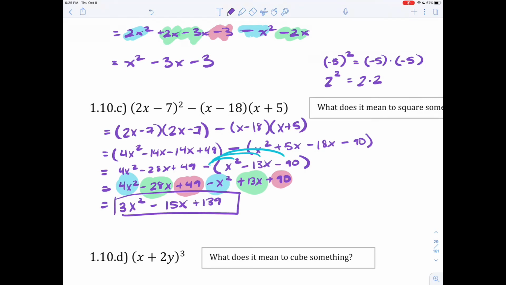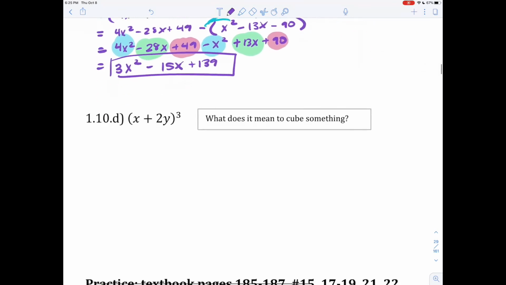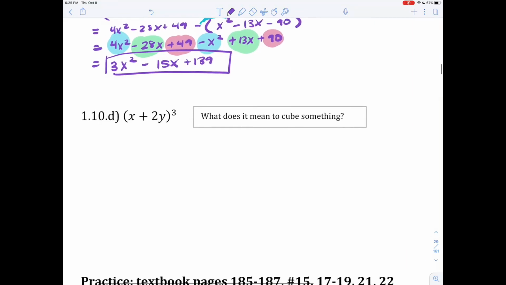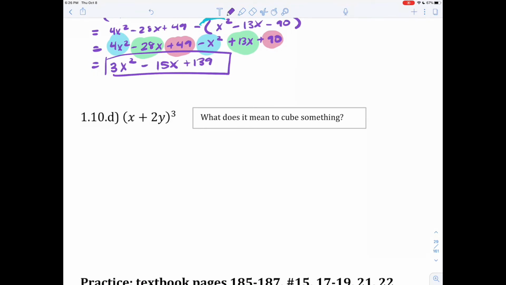So just as we squared something in this example, our next one, which is the last example of the day, has us cubing something. And we ask, what does it mean to cube something? I triple dare you to just try it out and see what happens. I always recommend pencil or something erasable. What it means to cube something is to multiply it by itself, so that it's a factor 3 times. Like, negative 3 cubed is negative 3 times negative 3 times negative 3.